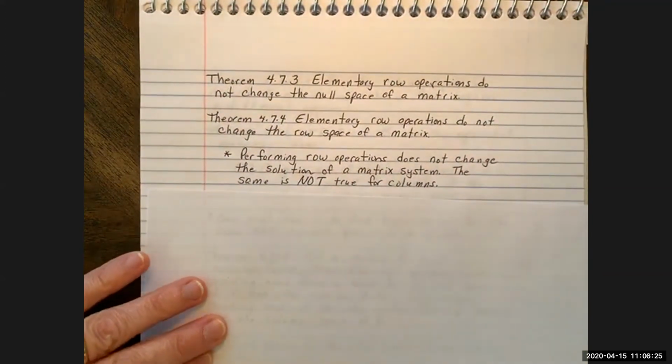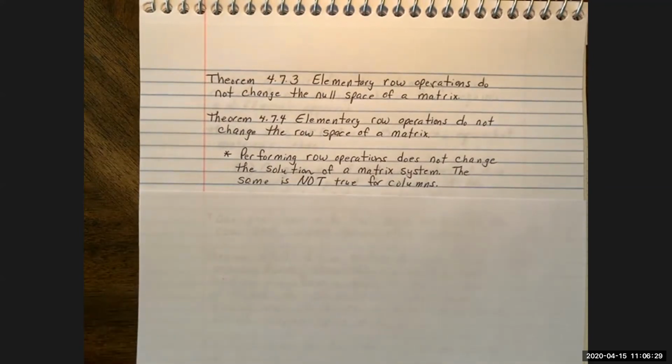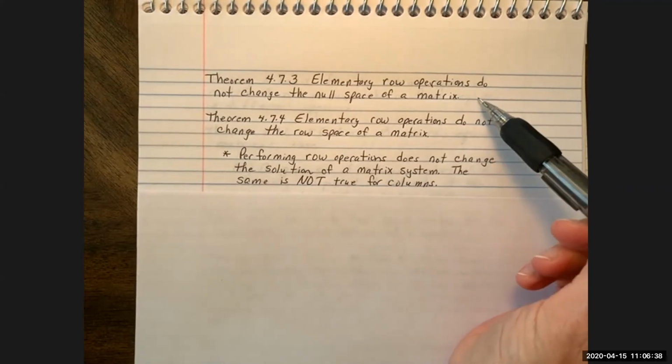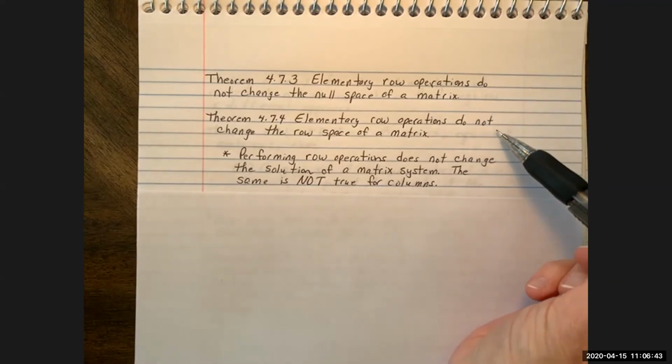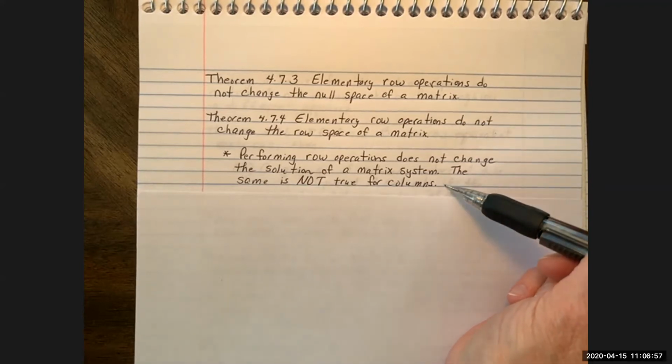Okay, a couple theorems about what happens to basis vectors or rows and columns if we perform elementary row operations. If you perform elementary row operations on a matrix, it does not change the null space of the matrix. That's the first theorem. And the second one is that elementary row operations don't change the row space. So I can perform row operations on a matrix and it doesn't change the row or the null space of that matrix. The same thing does not hold for columns.